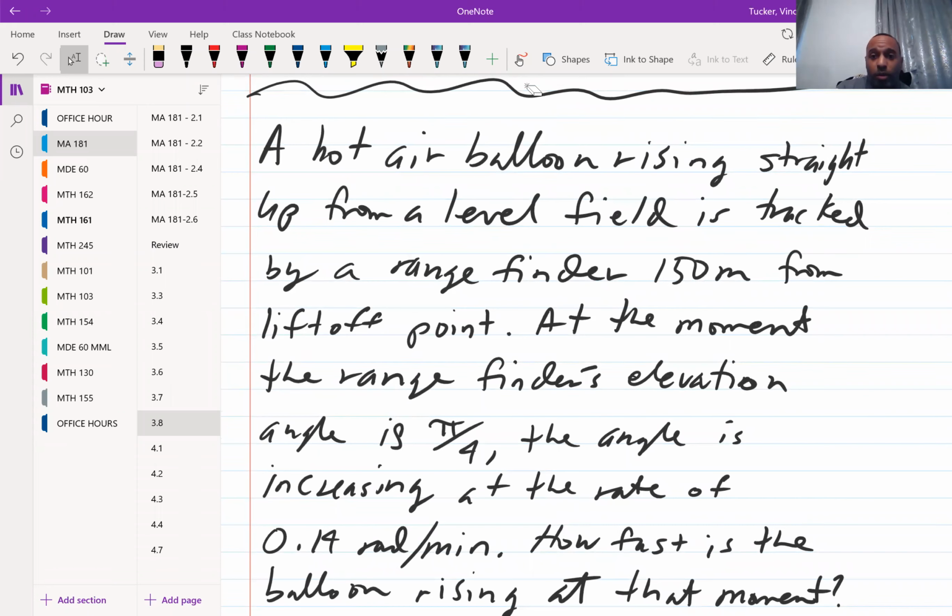So we have a hot air balloon rising straight up from a level field. It's tracked by a rangefinder, 150 meters from the liftoff point. At the moment, the rangefinder's elevation angle is pi over 4. The angle is increasing at the rate of 0.14 radians per minute. How fast is the balloon rising at that moment?